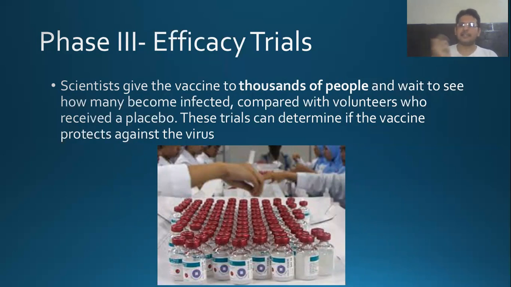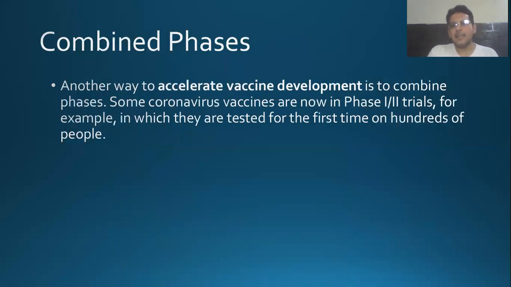So we check the safety, we check the efficacy, and we check it in a broader number of people. That's called the phase 3 clinical trial, or the efficacy trial. And in some cases, there are combined phases. For example, if we have to move towards vaccine production under an emergency situation, just like the situation with coronavirus, there could be an accelerated vaccine development process in which we can combine the phases.